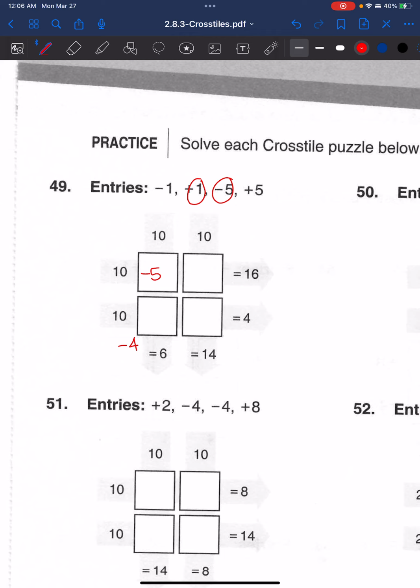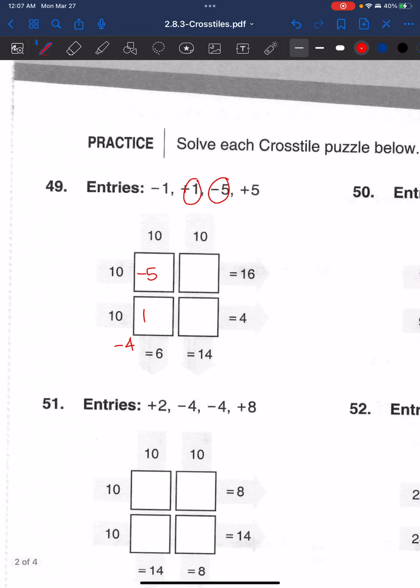Now, which order should it go in? Well, from 10 to 16, we need to add 6. And so the only combination that works to get a plus 6 is 5 and 1. So we know that the order should be 1 and negative 5 and 5. Now, the number that we're left with is negative 1.